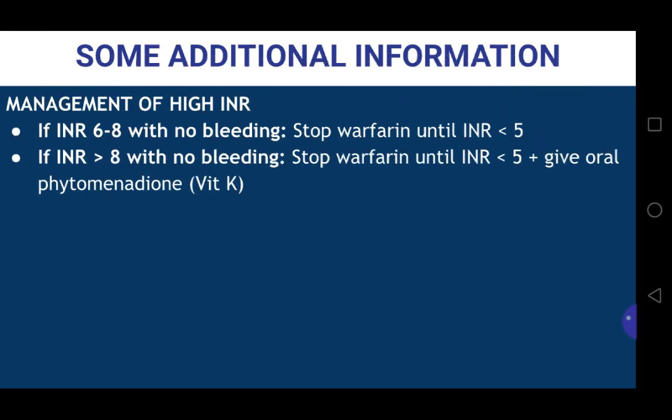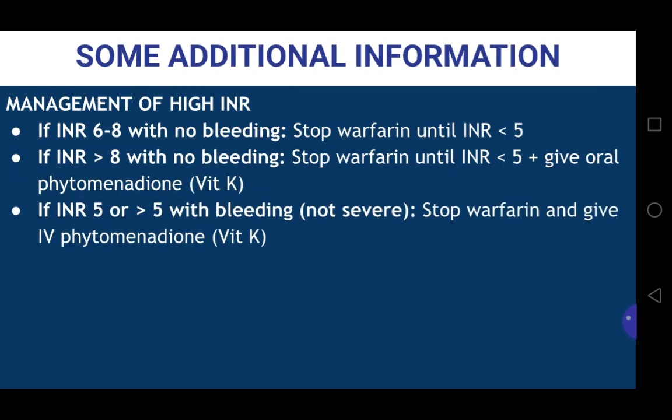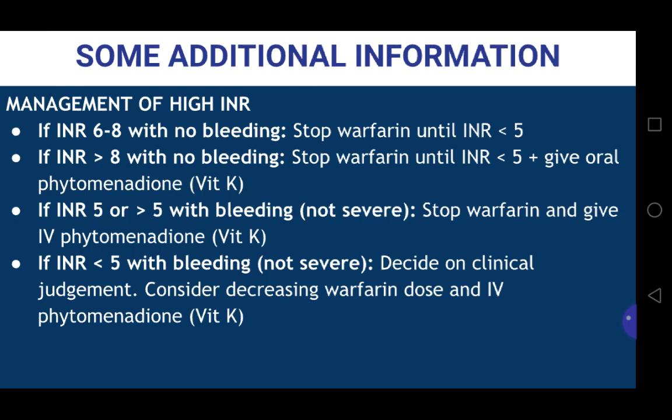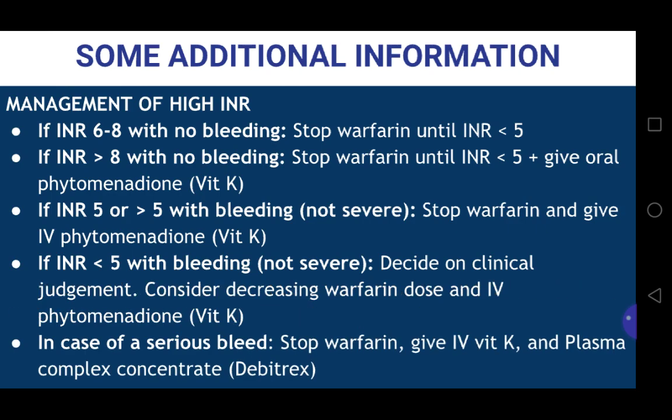If INR is more than 8 with no bleeding, stop warfarin until INR comes down below 5, plus give oral vitamin K. If INR is 5 or more with bleeding which is not severe, stop warfarin and give IV vitamin K. If INR is less than 5 with bleeding which is not severe, you need to decide on clinical judgment. Consider decreasing warfarin dose and IV vitamin K. In case of a serious bleed, stop warfarin, give IV vitamin K, and you may need to give prothrombin complex concentrate, which is known as Beriplex.